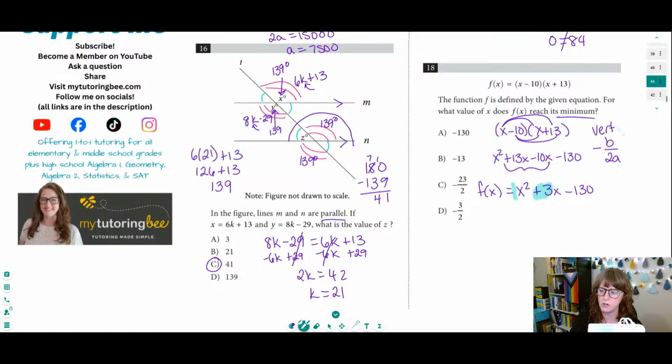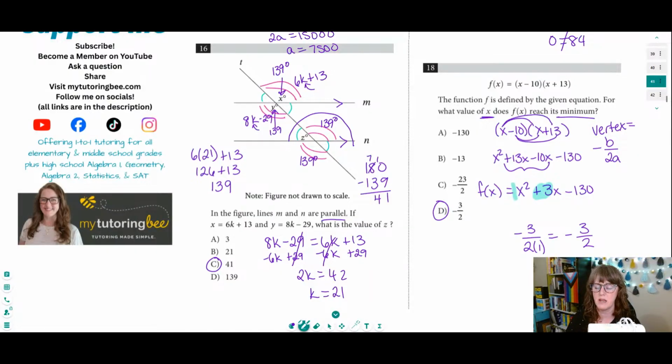This is how we find, sorry, just the x portion of our vertex, which is what this question is asking for. They just want the value of x. So then we've got negative 3 over 2 times 1. So then looks like we're just looking at negative 3 over 2. And that's gonna be answer D.